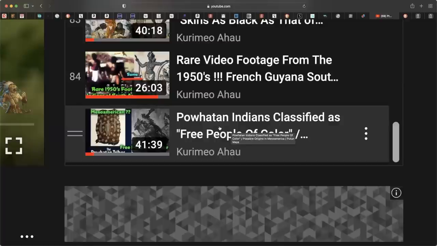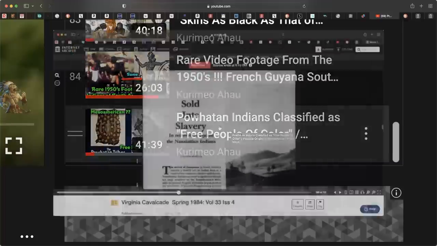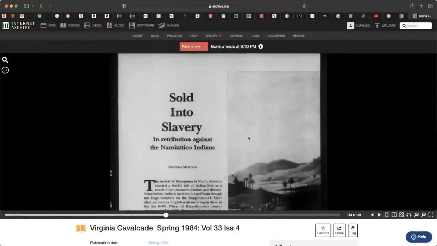And every time we read about a new tribe and learn about a new tribe, this is one of the tribes that never gets mentioned. It's not part of the five civilized tribes. There are many, many tribes that we don't know about. Unless you're part of the ancestry or you live in the area where they might have been, you probably won't know about these people. So today we're going to talk about the Nanziattico.